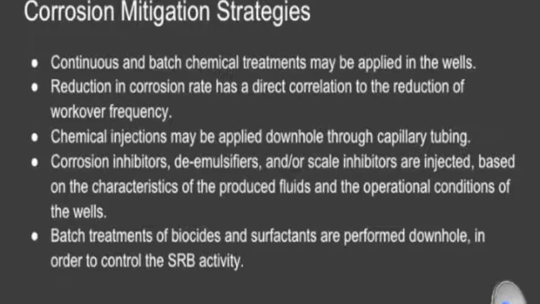Corrosion mitigation strategies include continuous and batch chemical treatments that may be applied in the wells. Reduction in corrosion rate has a direct correlation to the reduction of workover frequency and will extend the life of ESPs and increase profitability. Chemical injections may be applied downhole through capillary tubing. Corrosion inhibitors, de-emulsifiers, and/or scale inhibitors are injected based on the characteristics of the produced fluids and the operational conditions of the wells. Batch treatments of biocides and surfactants are performed downhole in order to control the SRB activity.